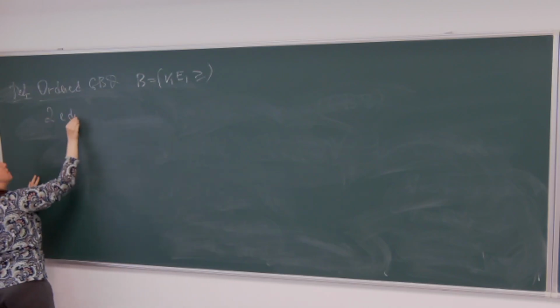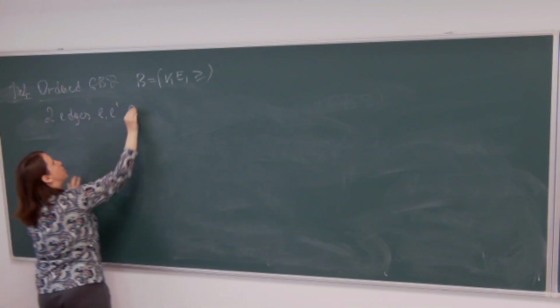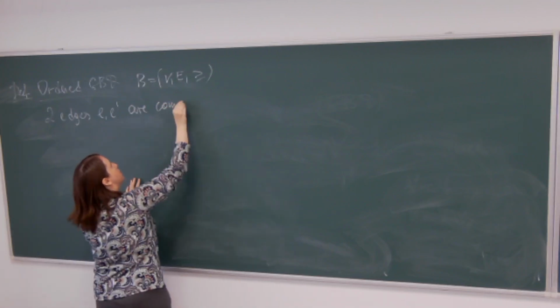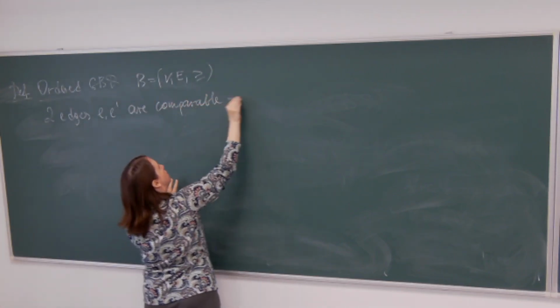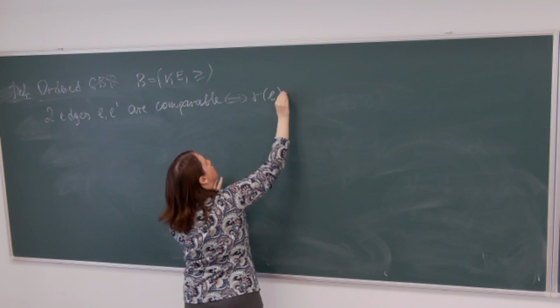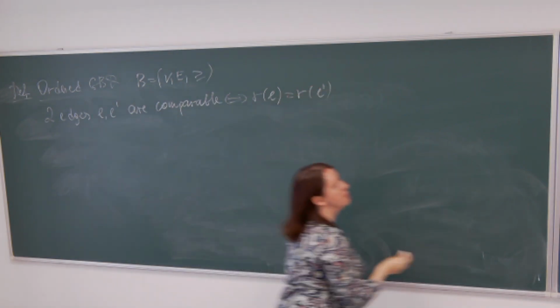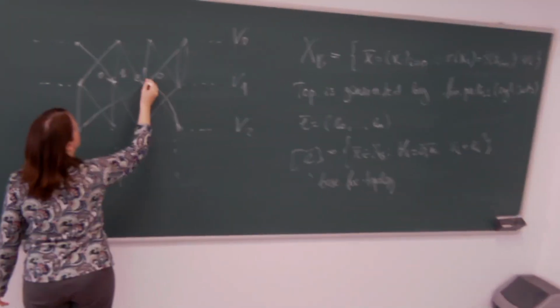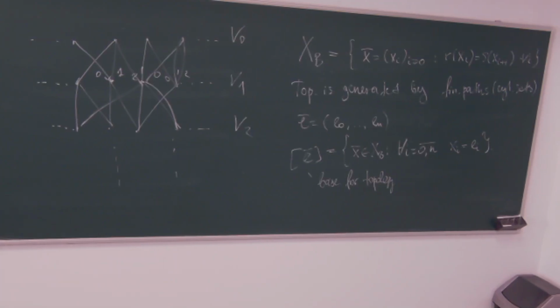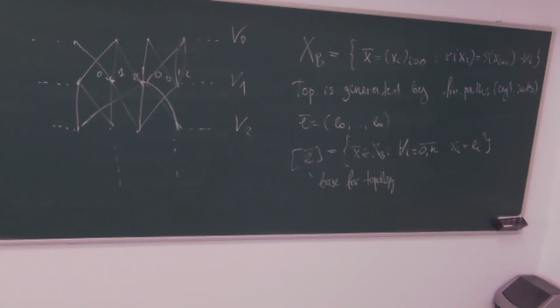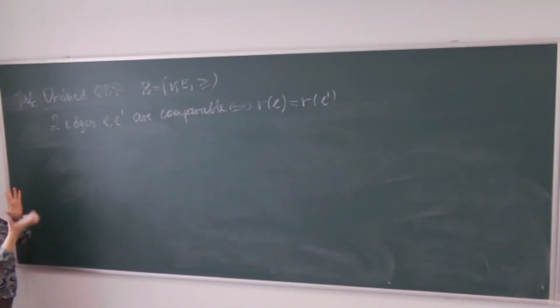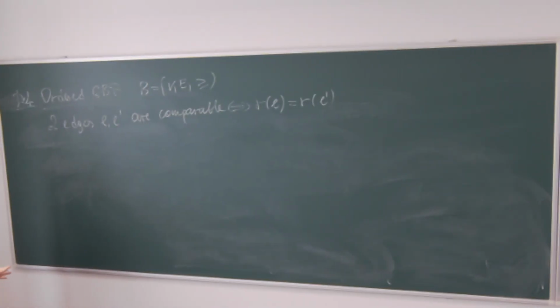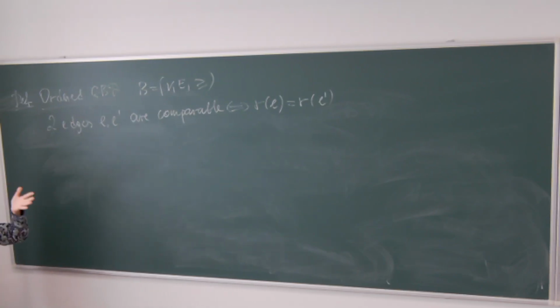Let's say two edges E and E prime are comparable. So for instance here we order these edges, this and so on. We do it for every vertex. And then we can have so-called minimal and maximal paths. So minimal and maximal paths can be defined both for infinite and for finite paths.